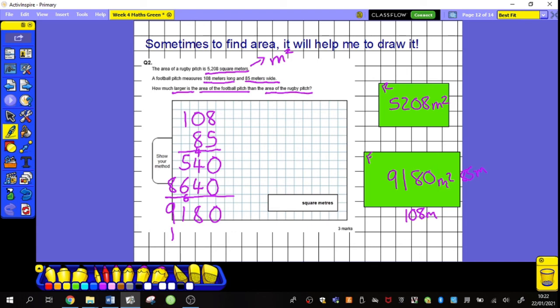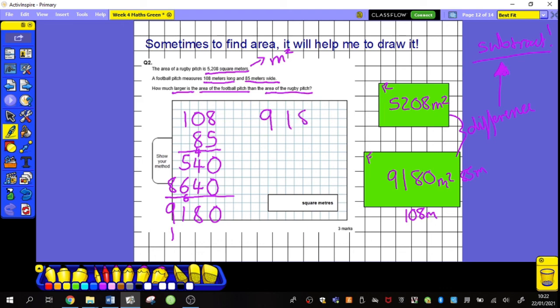So now, I want to see how much bigger that is than the rugby pitch. Now what I'm doing is finding the difference. I'm finding the difference of these two pitches. And difference, thinking all the way back to October time, difference just means subtract. To find the difference, I need to subtract. So let's have a go at subtracting these.